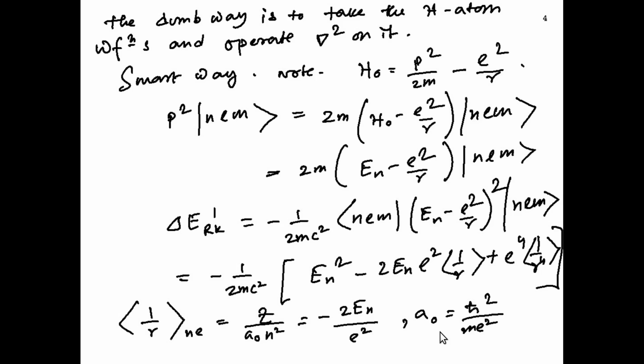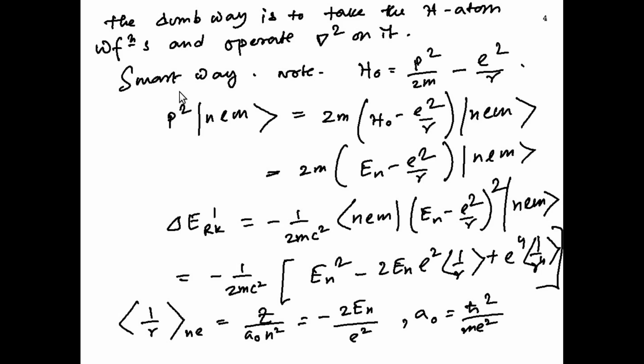You can calculate it simply by writing the hydrogen atom wave function and operating with del square on it, because p is proportional to del. But that is a lengthy calculation, probably also involving spherical functions. There is a cheaper way to do that. You write H naught as p square by 2m minus e square by r. So p square is basically 2m times H naught plus e square by r. That is the quantity.